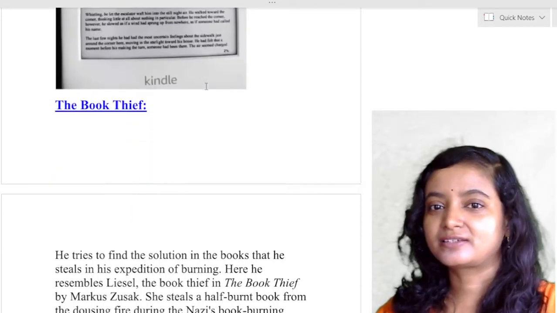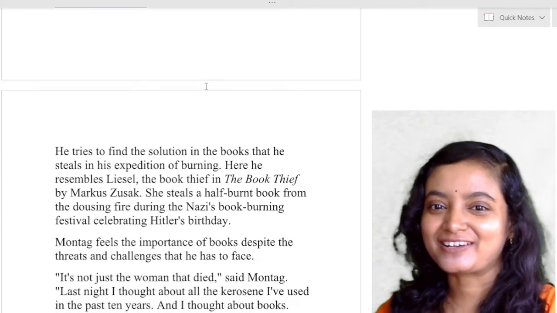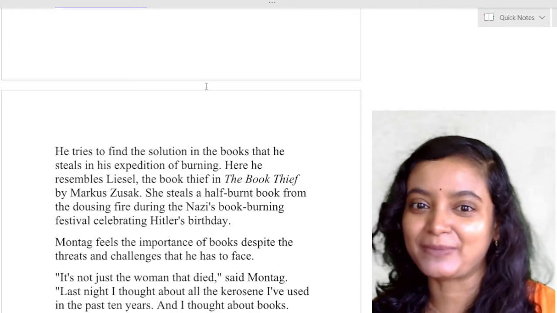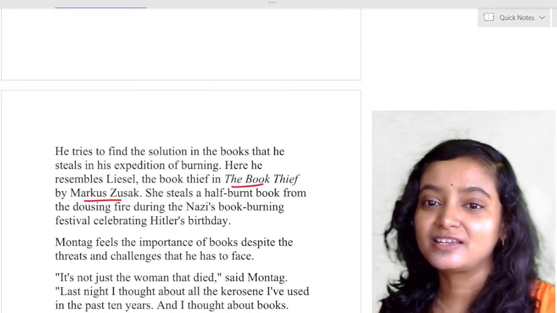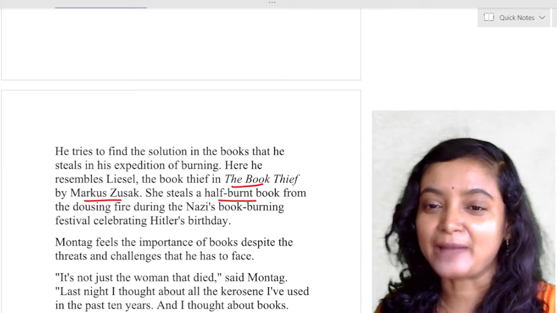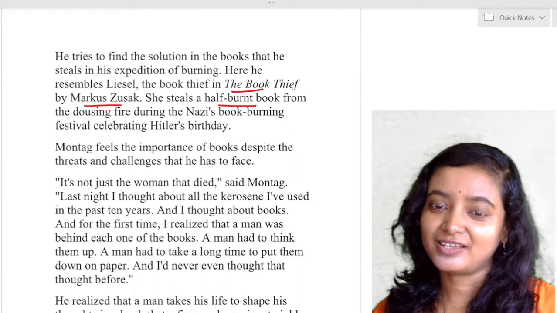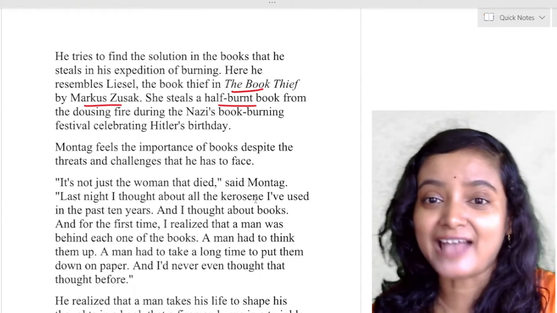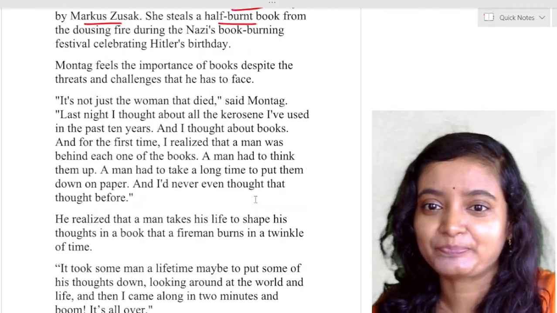And in the next, the book thief. Have you read The Book Thief by Markus Zusak? If you have not, just read it. And here the girl was stealing half-burnt books, and Montag also started stealing books and reading them. He wants to know more. He wants to get the answer to his unhappiness, his problems.